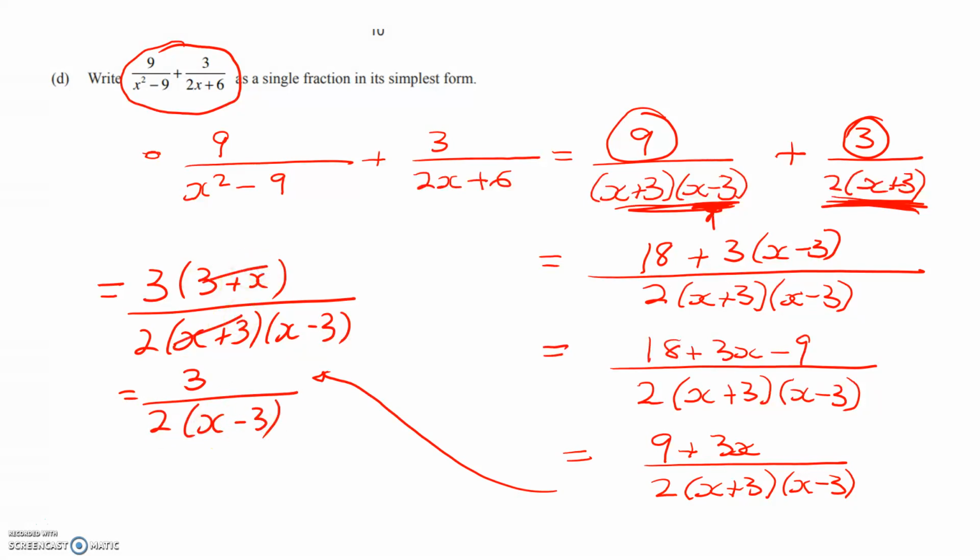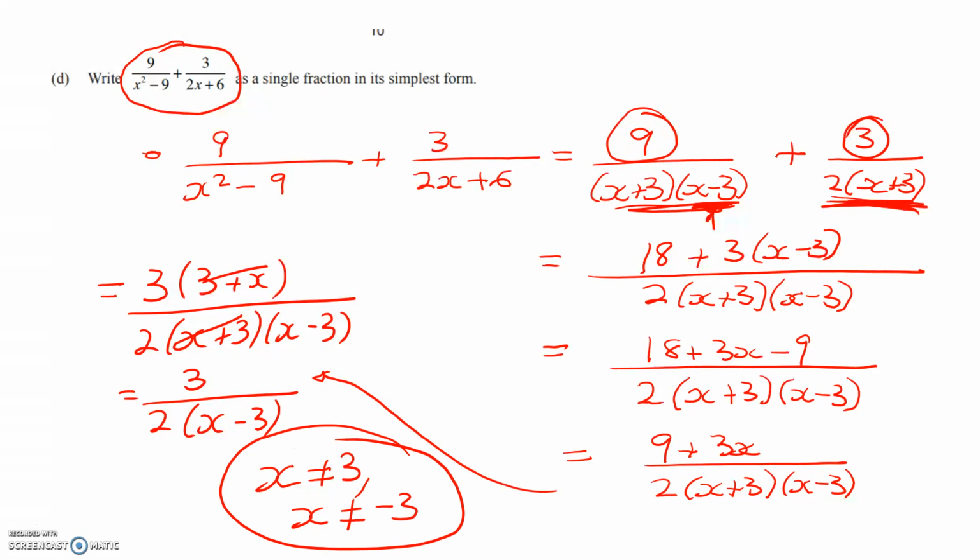There are a couple of things I've got to watch out for, though. There are 2 values of x that cannot be true because I can't divide by 0, and they are x is not equal to 3 and x is not equal to negative 3. Okay, so that's a nice little merit question.